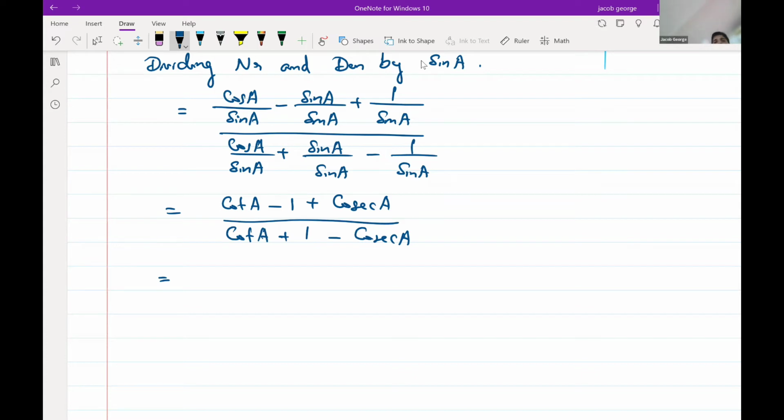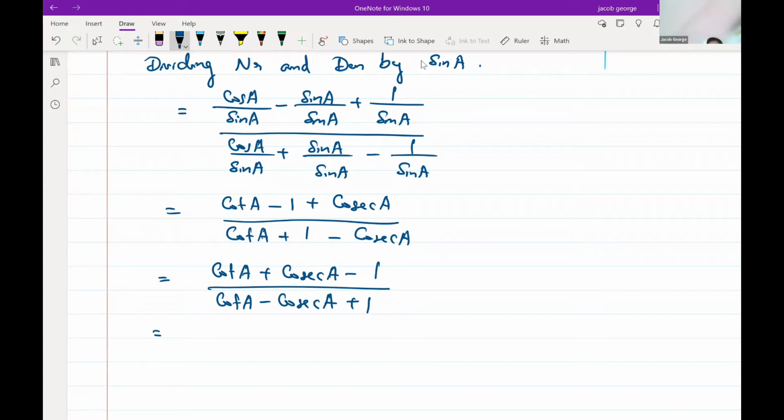Okay. Now we will arrange it to get 1 as the last term. So it will be cot A plus cosec A minus 1 upon cot A minus cosec A plus 1. So by this writing, we get 1 as the last term. Cot A plus cosec A minus 1 upon cot A minus cosec A plus 1.